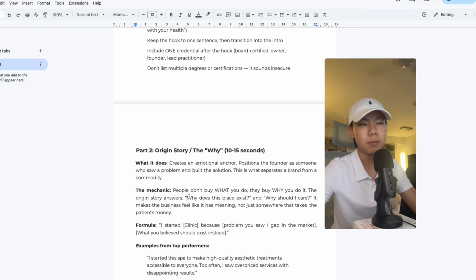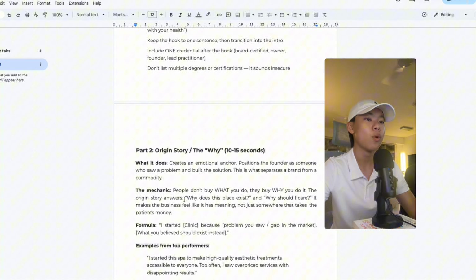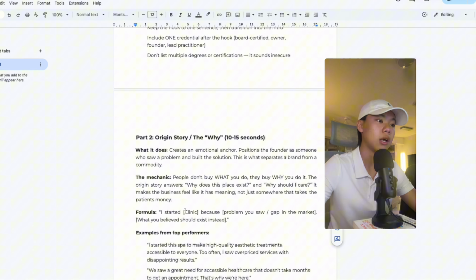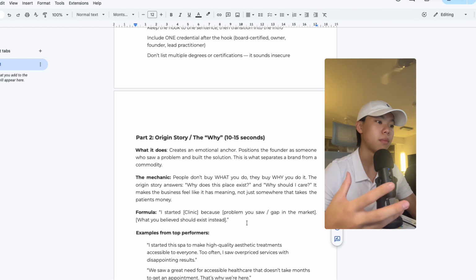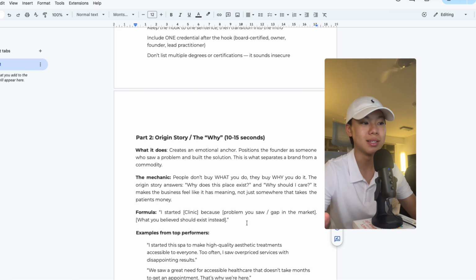So what we understand is that people don't buy what you do, they buy why you do it. The origin story answers: why does this place exist? Why should I care? It makes the business feel like it has meaning to it. It's not just somewhere that takes patients' money. Now, a formula that you can follow is: I started your clinic name because of the problem that you saw or the gap in the market, and what you believe should exist next.